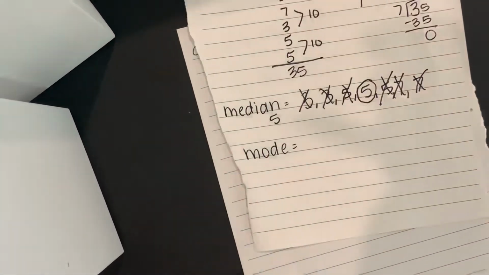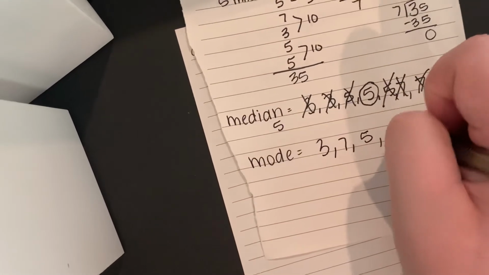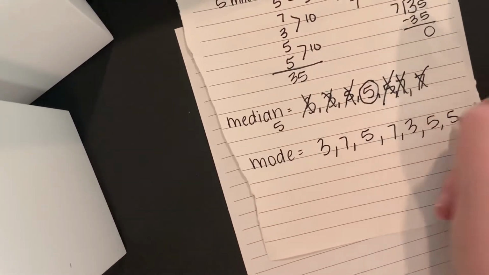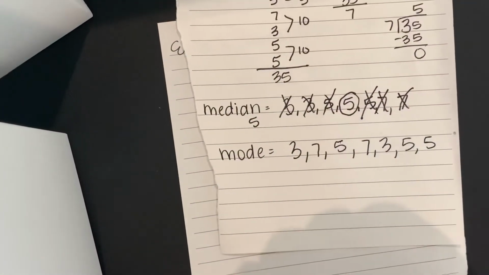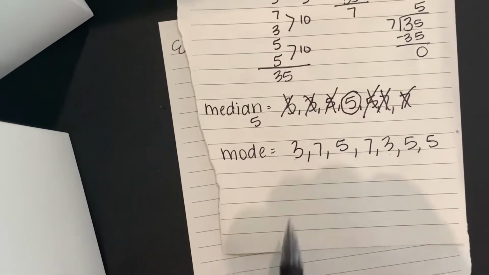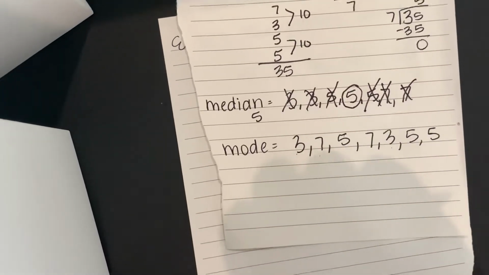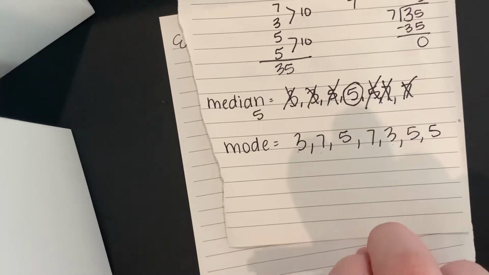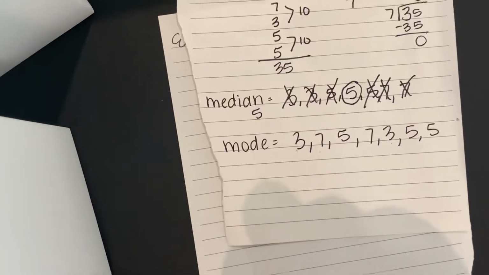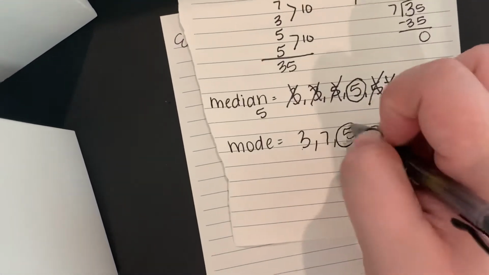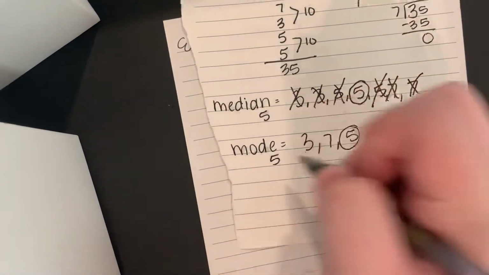Mode. So I'm going to list the numbers again. 3, 7, 5, 7, 3, 5, and 5. Okay, mode is again the one we see the most. So when I look at this, I see 2 3s, I see 2 7s, and then I see 3 5s. So even though there are numbers in here that appear twice, because there's a number that appears 3 times, which is more than any other number, that's going to be the mode. Okay, so 5, 5, and 5. It appears 3 times, so our mode is going to be 5.